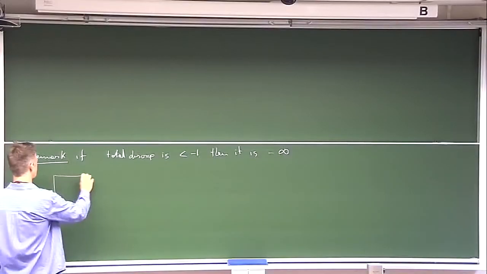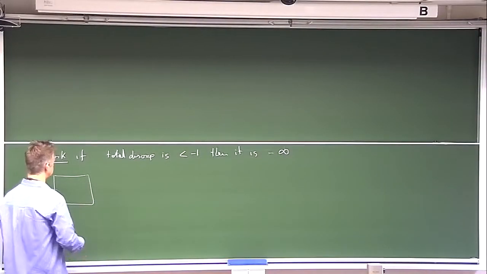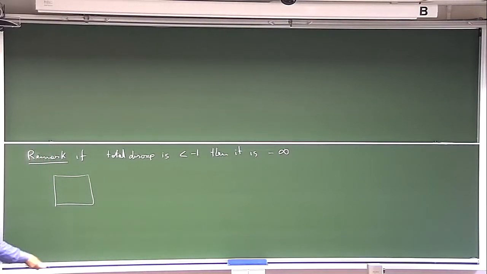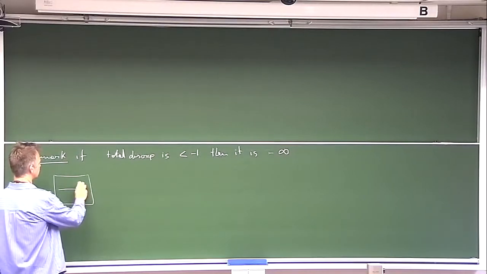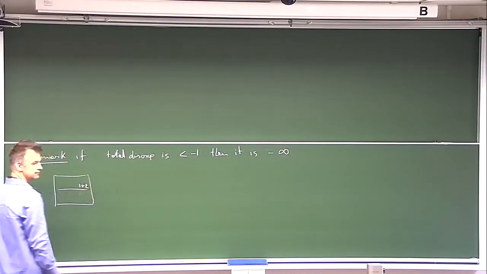So let me do proof by example. Let's start with, after I perform some blow up, I end up with some component of my divisor B with coefficient 1 plus epsilon.